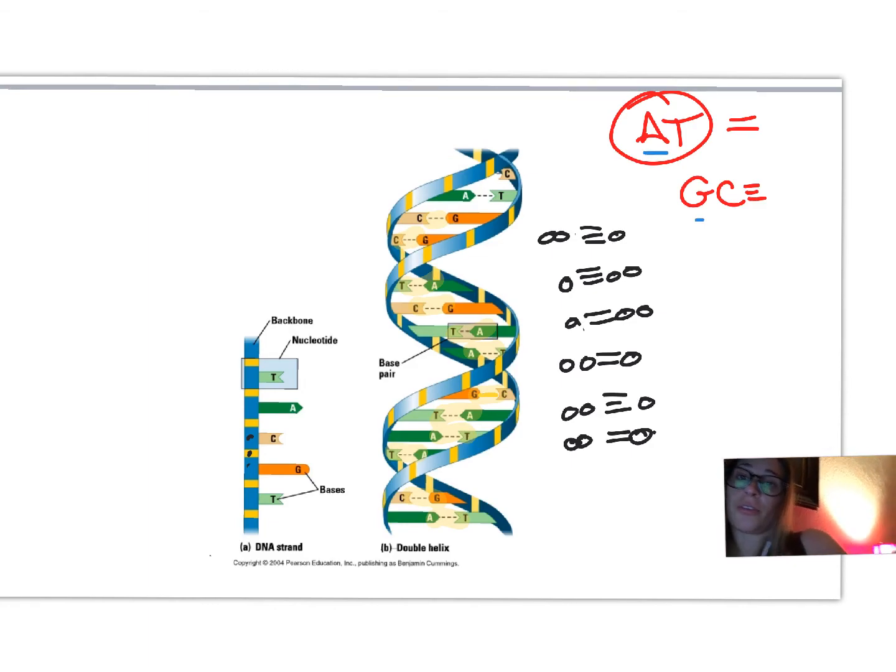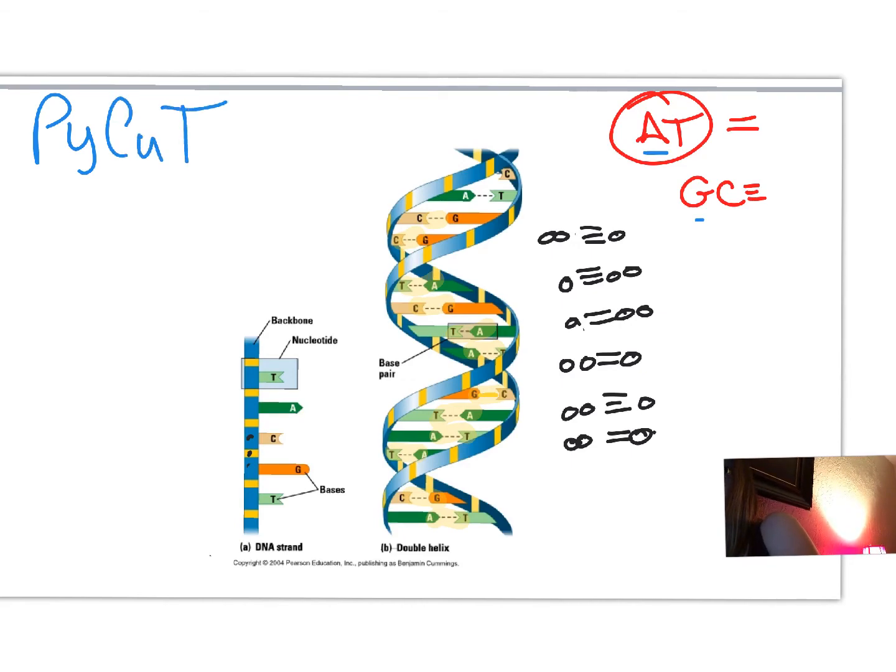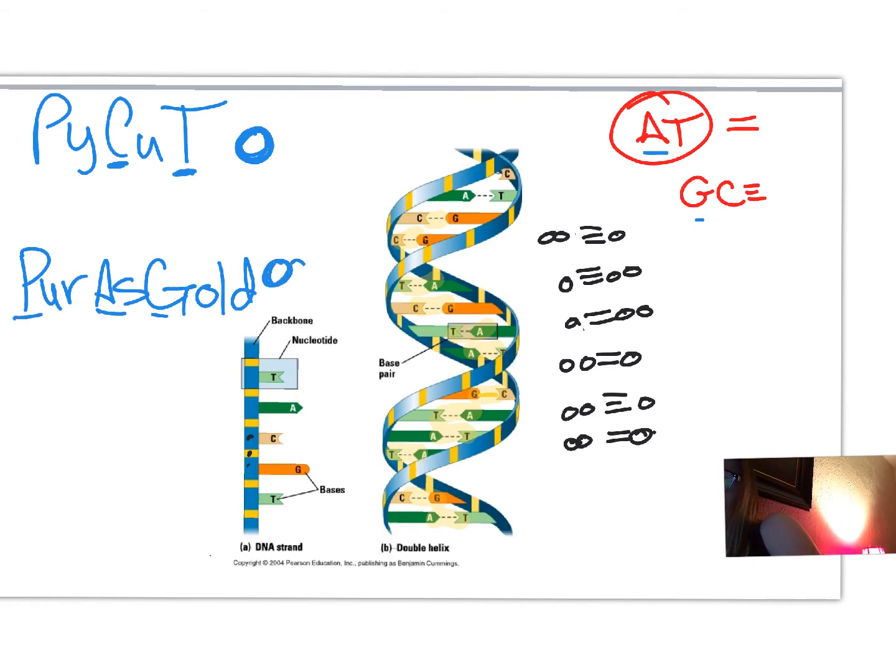And the other one that's really helpful, remember this one? Right over here. Okay. Pi cut, pure as gold. Okay, so your pyrimidines, right? And a pyramid is a standalone, right? And then purines as gold has to be the other one. All right, so now you have all your information to start decoding the sequence.